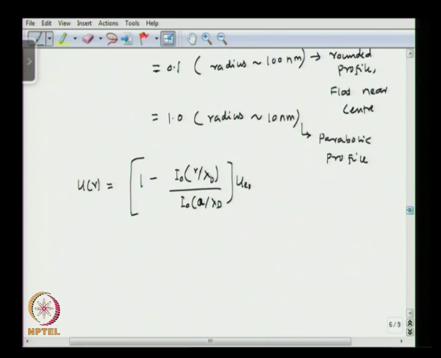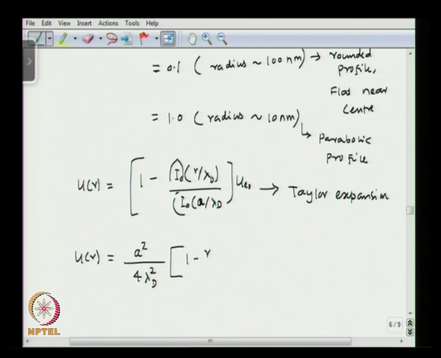Now, if we do a Taylor expansion of this equation, and we have to learn how to expand when you have this Bessel function here, you can write u(r) to be s squared over 4 lambda d squared into 1 minus r squared over s squared, into the electrostatic velocity, plus some terms which are of the order of a over lambda d squared.